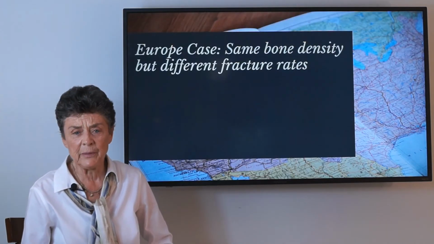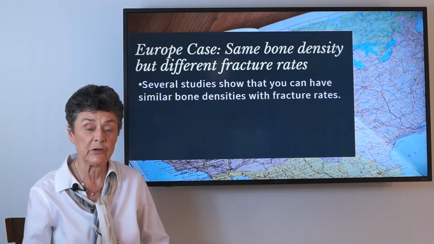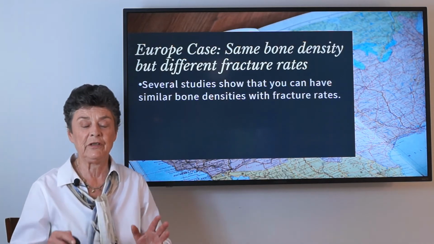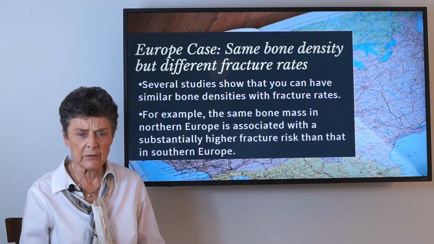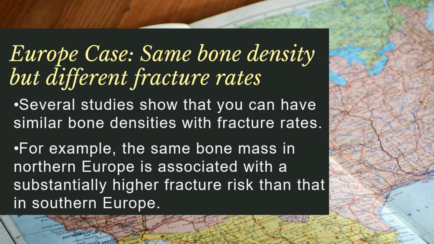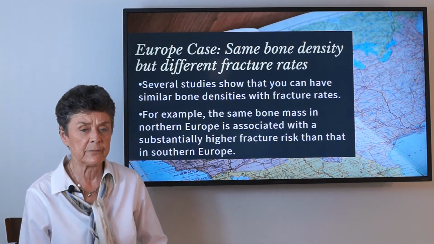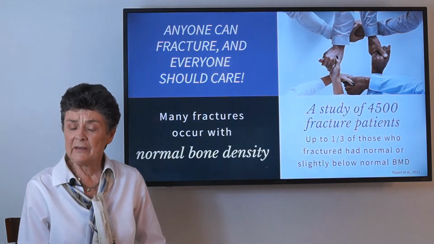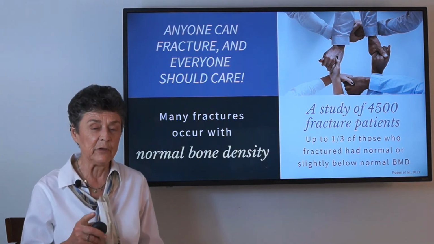And in fact, in some European studies, they've looked at different areas of different European countries, and several studies show that you can have similar bone densities with different fracture rates according to the different populations. Certainly, they found that the same bone mass in Northern Europe is associated with a substantially higher fracture risk than that of Southern Europe. Say Sweden compared to Italy. There's something more than bone density to determine fracture risk. What I want to point out at this particular juncture is that anyone can fracture, and everyone should care.